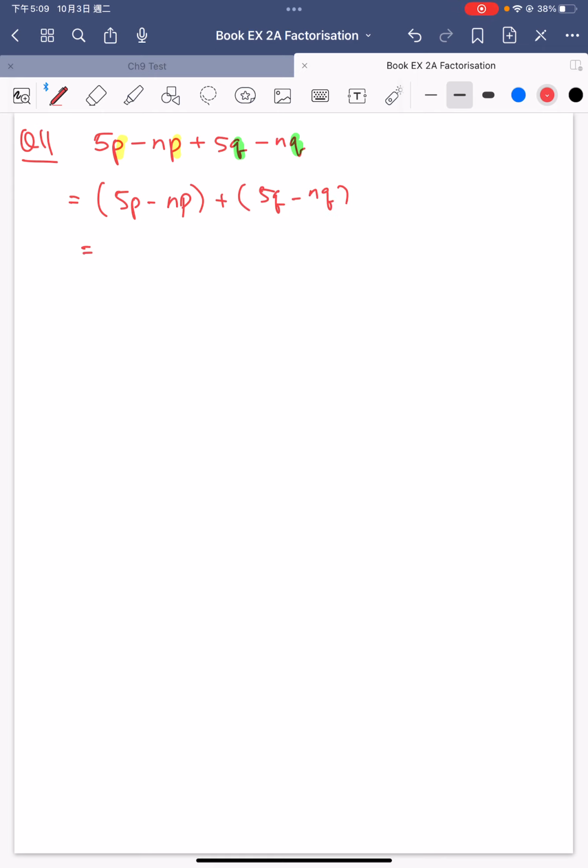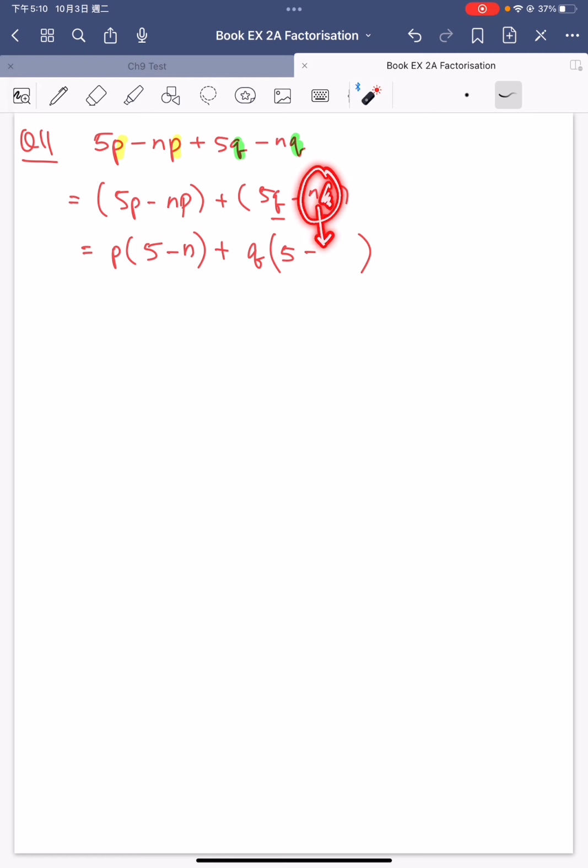Then we take out p as the common factor, so we have p times, so the 5p, taking out this p, what we are left with is just this 5. We keep the minus sign, and for the np, we take out the p, so what we are left with is just n. So we have 5 minus n here. We do it again for the right-hand side: we have q as the common factor, so we take that out and give a bracket. We take the q from 5q, so what we are left with is just the 5. Then from the nq, we take out the q, so what we are left with is just the n.